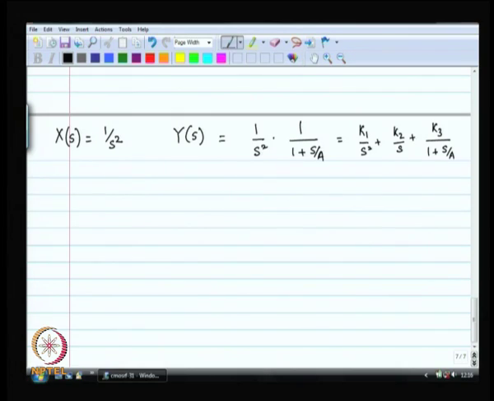I am not going to do the mathematics here, but what you are going to see is 1 by s squared plus K2 by s plus K3 by 1 plus s by a. Now, K3 by 1 plus s by a as time t tends to infinity is going to boil down to 0. Okay. K2 by s is going to be K2 times u of t. As time t tends to infinity, it is going to be equal to K2, and 1 by s squared is the ramp that you want to track.